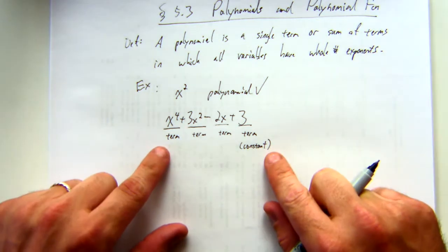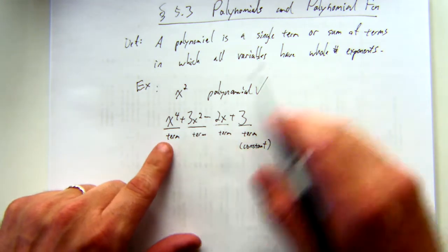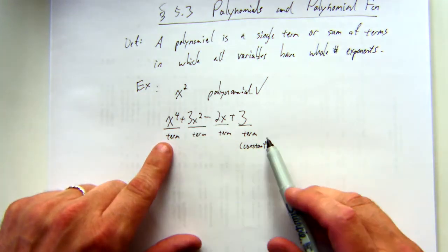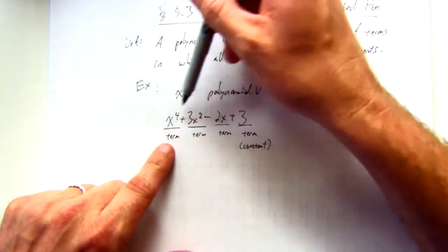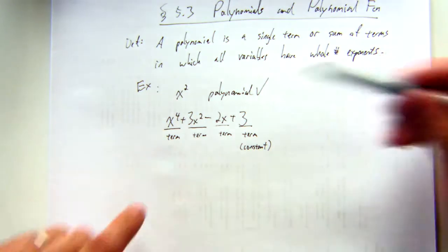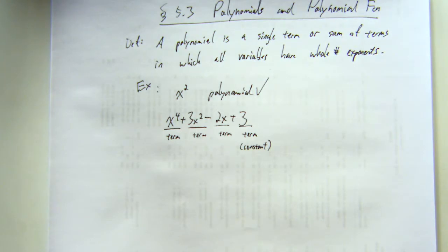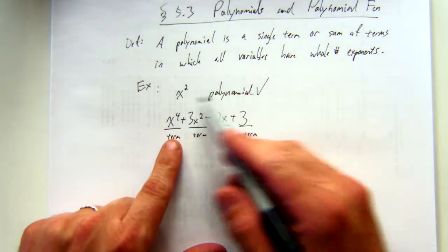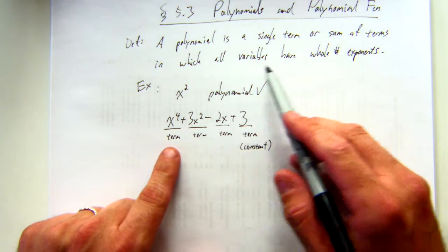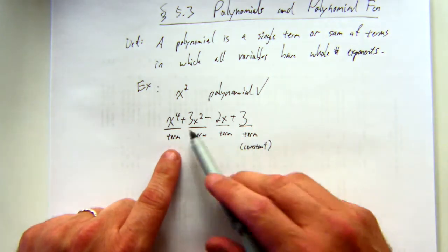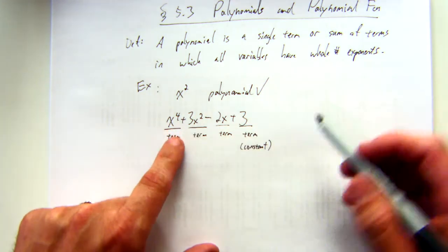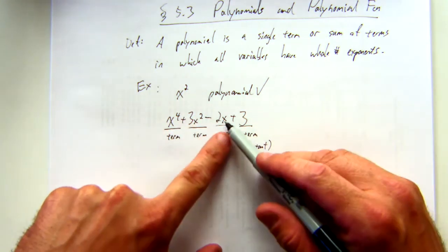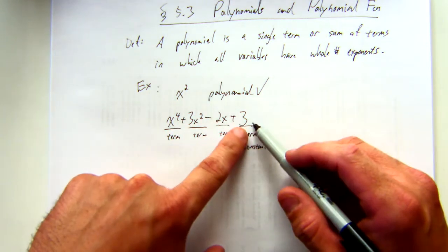So does this match the definition? Is this a sum of terms? Yes, all these terms are connected by either plus or minus. Remember, minus is still a sum, just summing the opposite. So this is a sum of terms in which all the variables have whole number exponents. Is that true? So this variable has a 4 for an exponent, this variable has a 2, this variable has a 1, this variable, what's the exponent here?